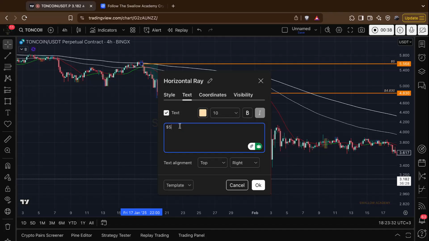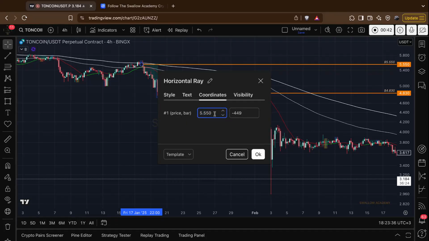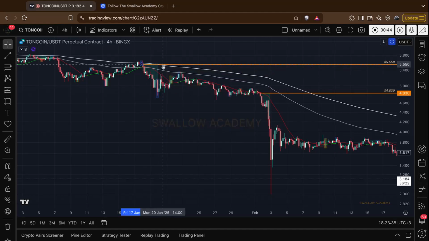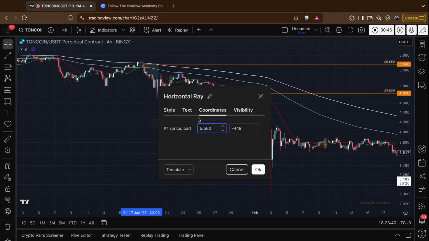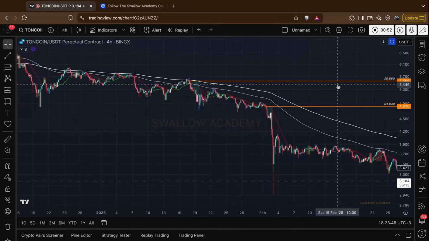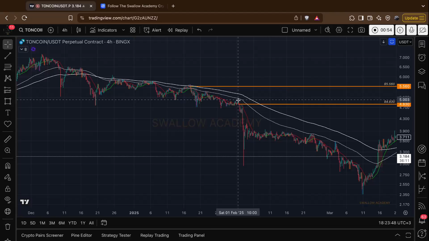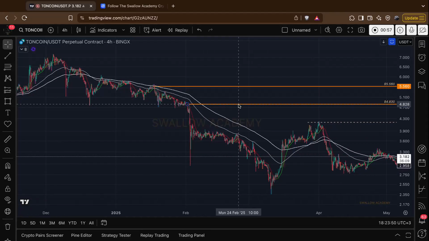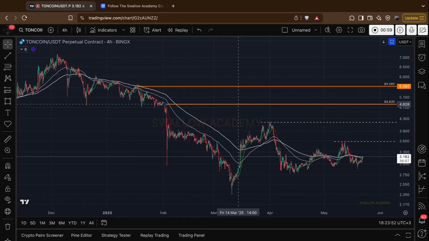5.55, and let me check. Basically, slightly like 6, so 5.6. So two pretty decent CME gaps, pretty close to each other as well. And as we all know, most of the CME gaps get filled eventually.